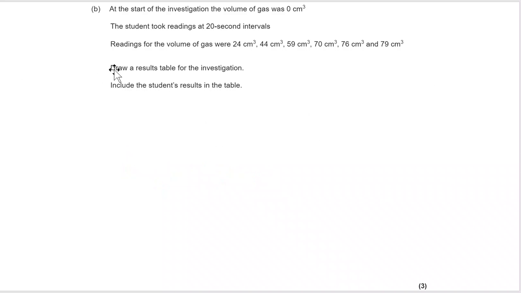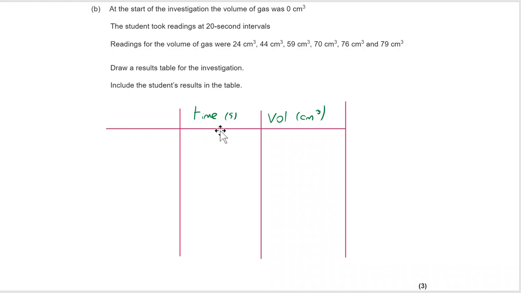For part B, at the start of the investigation, the volume of gas was 0 cm cubed, took readings at 20-second intervals, and the readings are provided. Draw a results table. Include the student's results in the table. So in any table that you draw, you should have the independent and the dependent variable, or certainly the variables that are being compared. So I've put those in, and you'll also see that I've included the units.